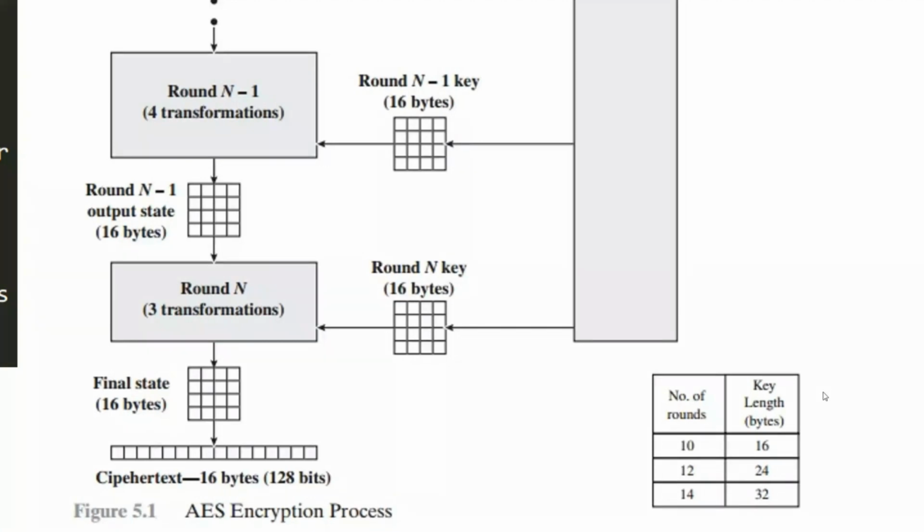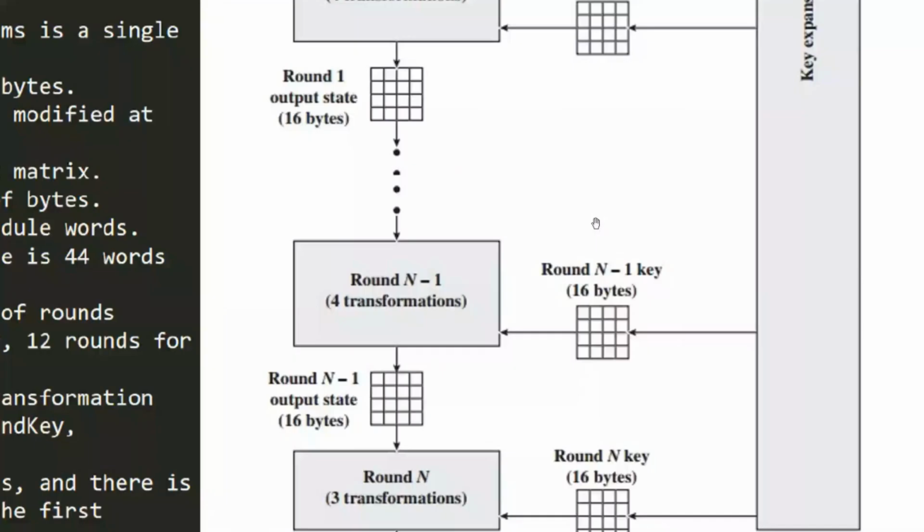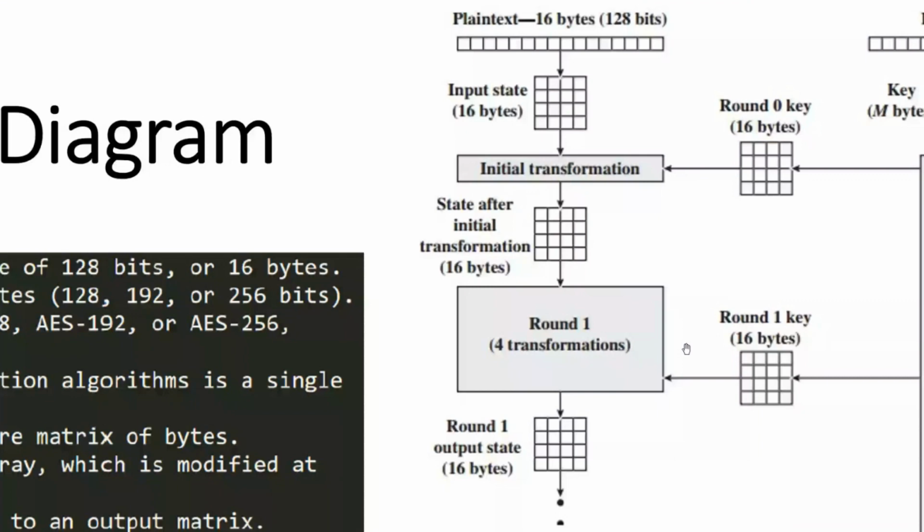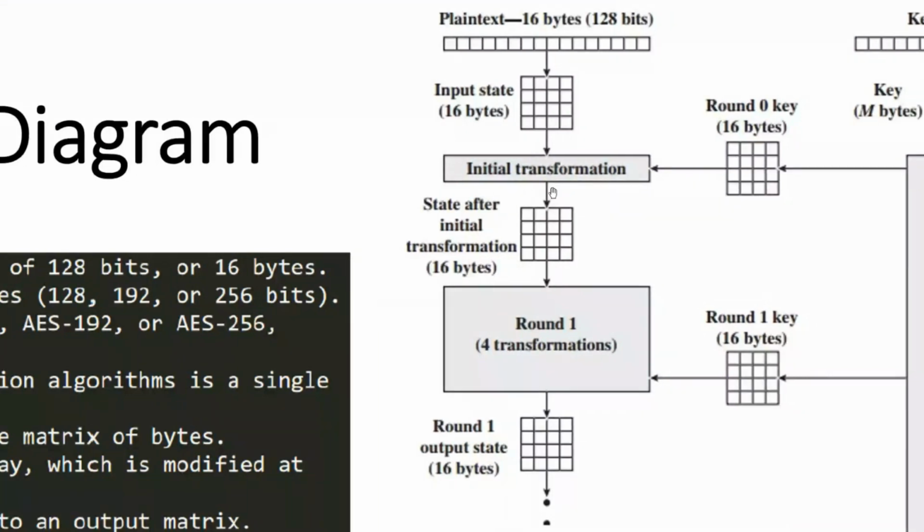Right? So this diagram that you see in front of you, that is nothing but AES 128. So what I'm showing over here is the plain text is of size 128 bits. It is further, we can say that it is nothing but 16 bytes, right? 16 bytes is equal to 128 bits.